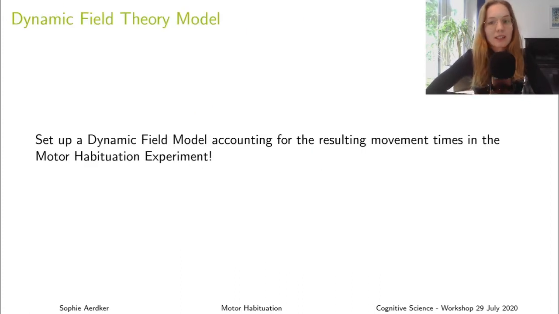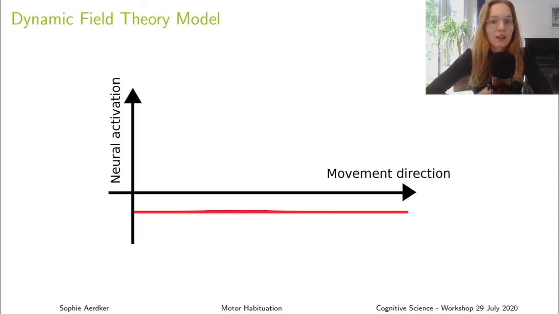Okay, so let us set up a dynamic field model accounting for these results of the motor habituation experiment. Where do we start? First, we postulate dimensions, and here we have an abstract one, it's the movement direction. Why would we do that? Because the movement direction is the only dimension that is varying in the experiment.